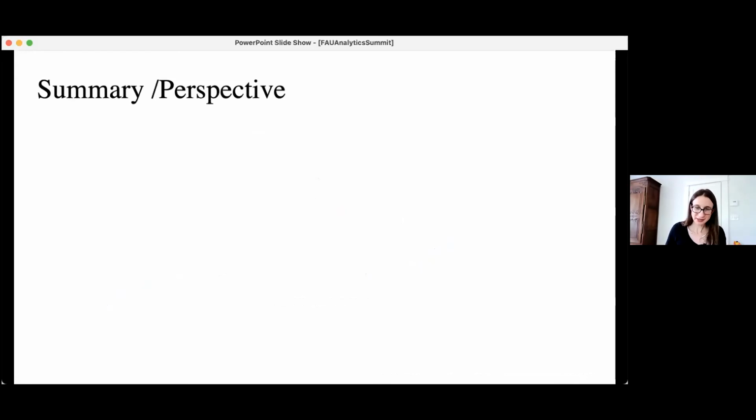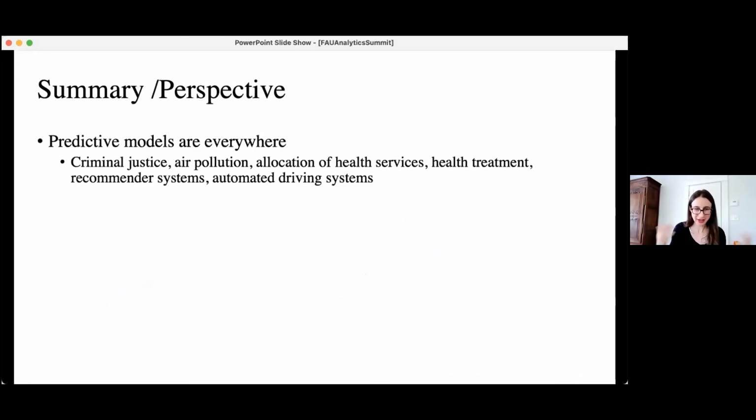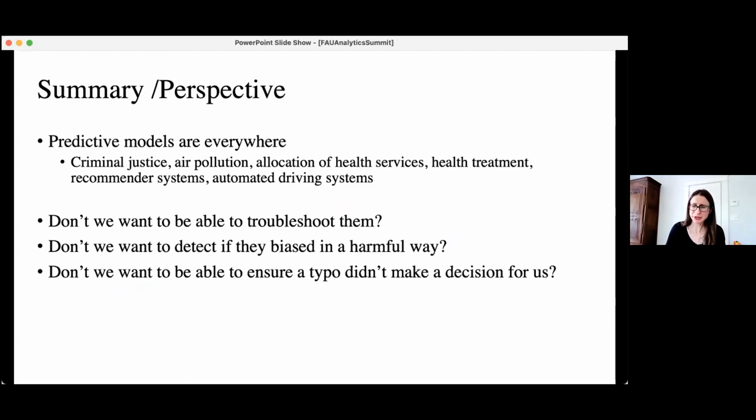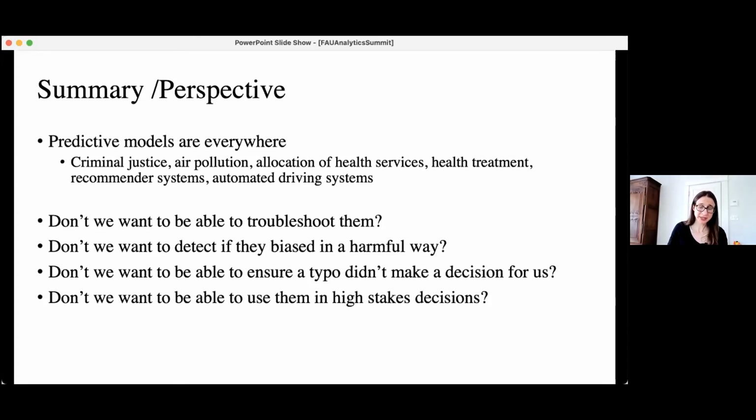Okay, so just to summarize what I've discussed, predictive models are everywhere now. They're in all of our major systems. And don't we want to be able to troubleshoot them? Don't we want to detect if they're biased in a harmful way? Don't we want to be able to ensure that a typographical error didn't make a decision for us because we entered some data incorrectly into a complicated model? Don't we want to be able to use these models in high stakes decisions like predicting seizures in critically ill patients or loan decisions? Don't we want to be able to understand what these models are doing, just so that we know we're on the right track?